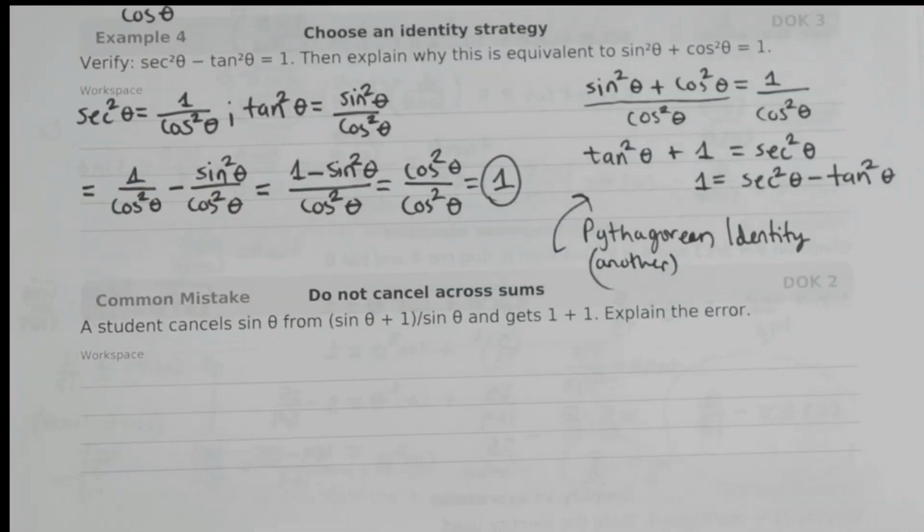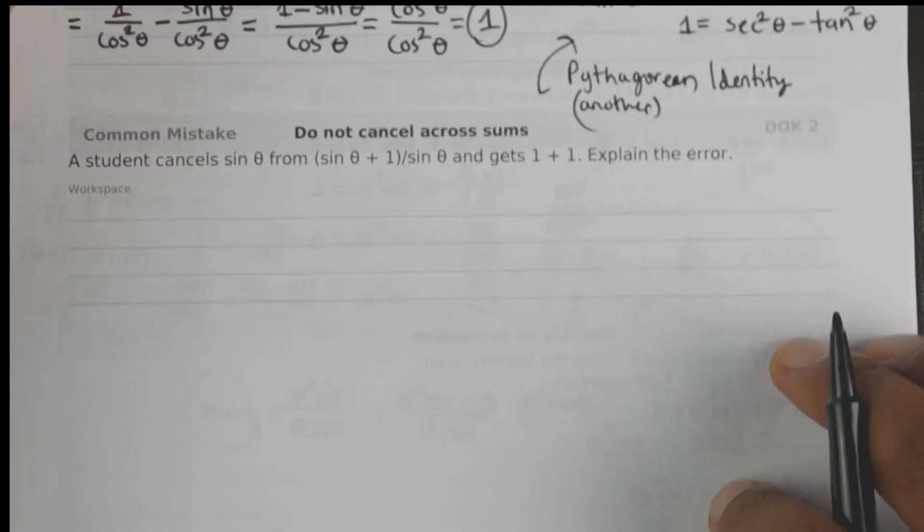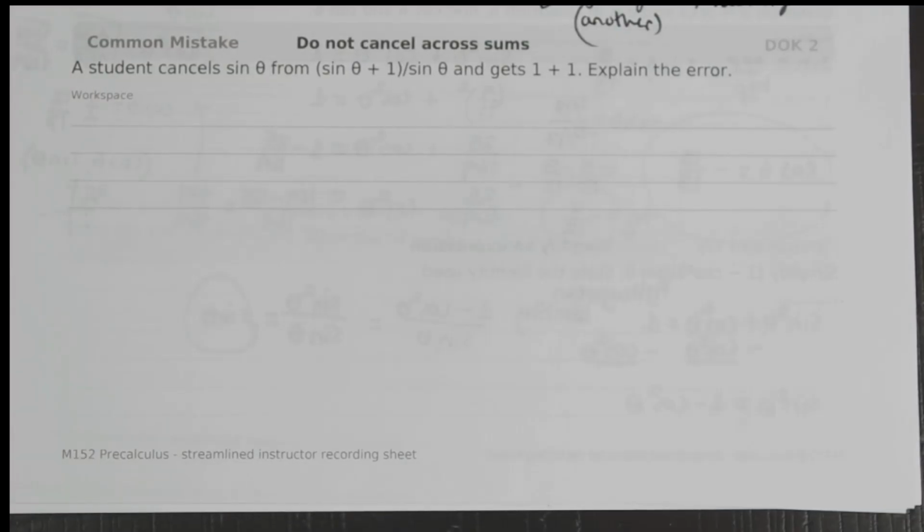Okay. Common mistake. A student cancels sine theta from (sine theta plus 1) divided by sine theta and gets 1 over 1 plus 1. Explain the error. So the mistake is essentially canceling across addition. You can only cancel common factors, not pieces of a sum.